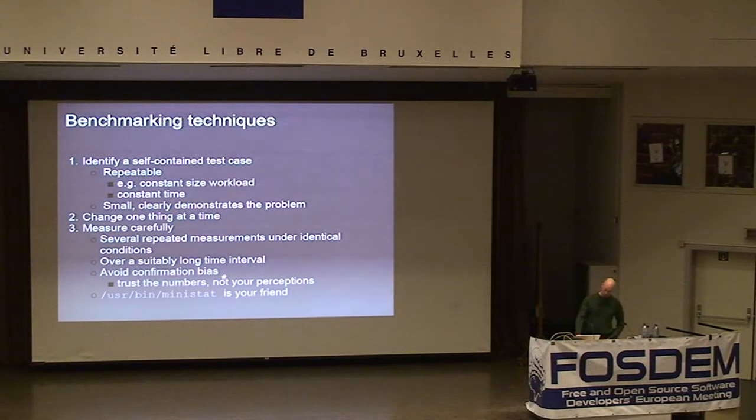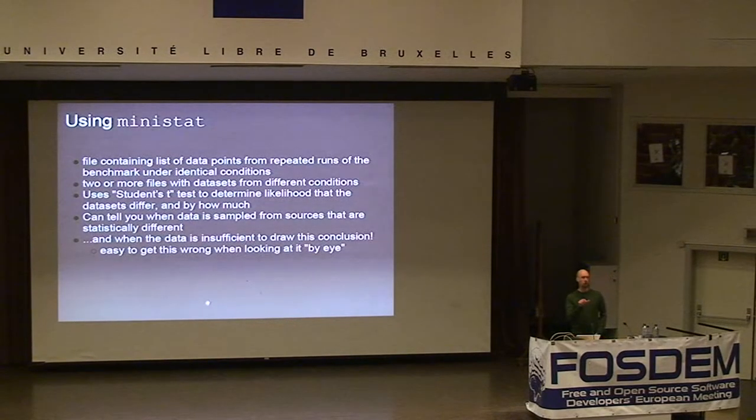FreeBSD has a really useful tool called Ministat, whose only job in life is to take two or three sets of data, say two sets, which could be the output of a benchmark before and after you made the change. It then does some statistical tests on this data to determine whether these data sets come from different data sources. It uses something called a Student's t-test, which can distinguish between data coming from different sources, for example, a kernel with a performance problem and a kernel with no performance problem.